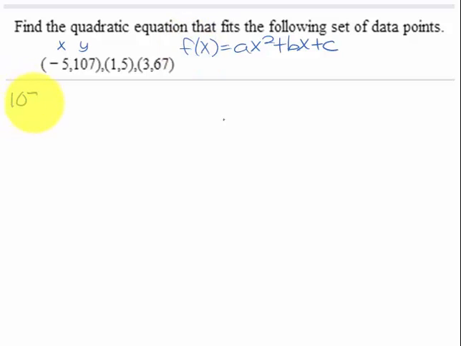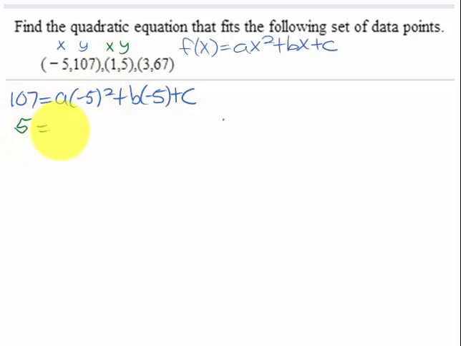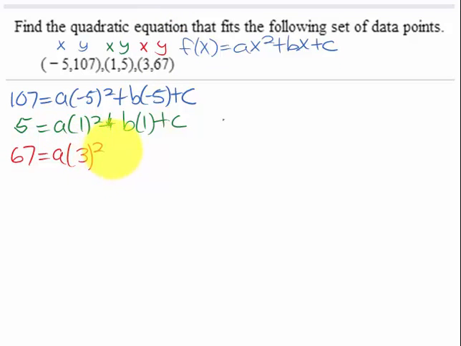So we're going to get 107 equals a times negative 5 squared plus b times negative 5 plus c. Then we need to do the same thing for the next point. So this one's our x and y. And so we put in 5 for the y, and that's going to equal a times 1 squared plus b times 1 plus c. And then we're going to do that one more time for this x and y. So we've got 67 equals a times 3 squared plus b times 3 plus c.